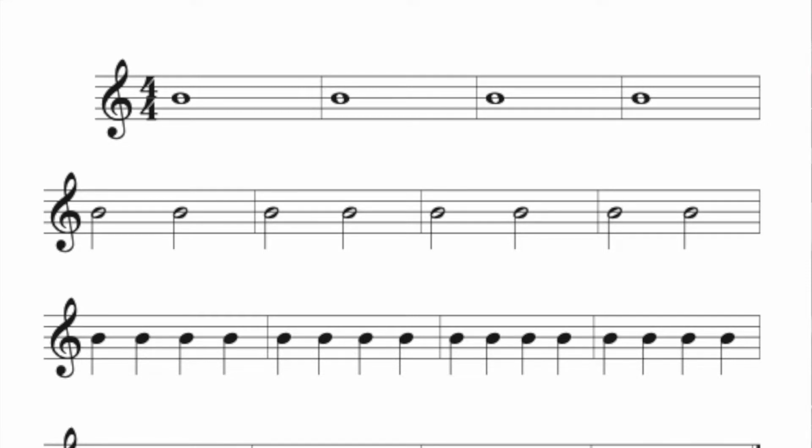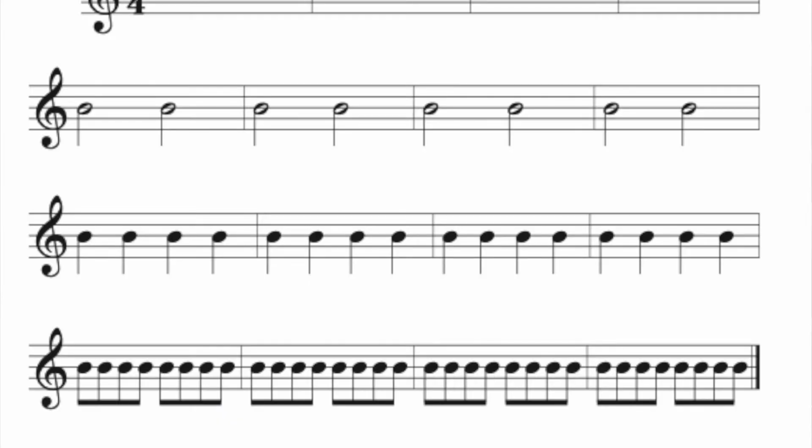1, 2, 3, 4. And 1, 2, 3, 4. Good. Nice. Now, if I were to grab my half note, which is 2 beats long, and I were to split that right down the middle, I'm left with 1 beat. This is my quarter note.